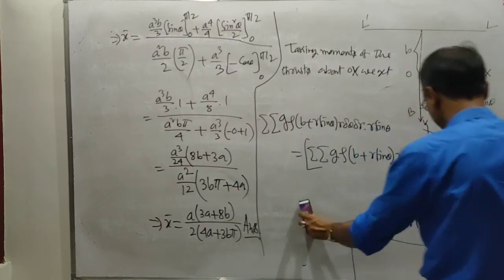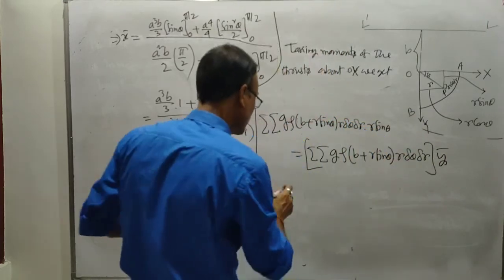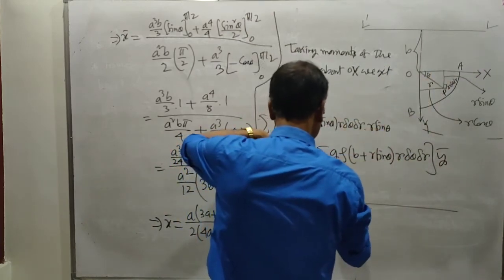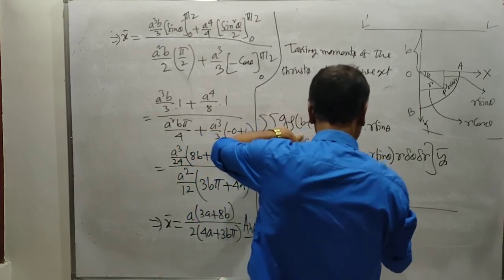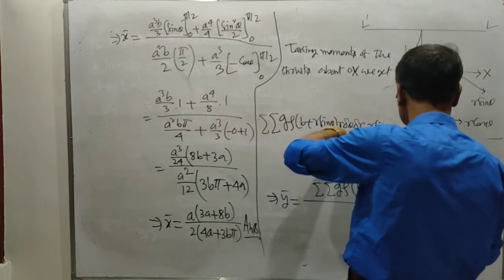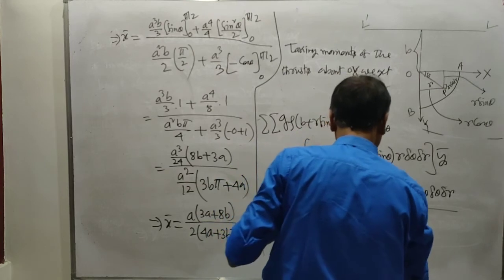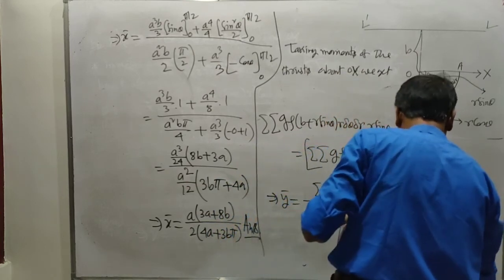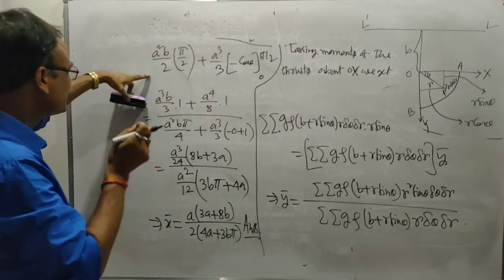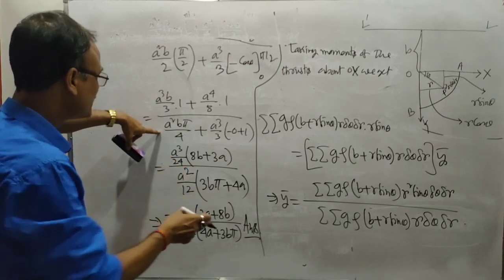The moment of the resultant is 0 B plus R sin theta into R delta theta delta R into Y bar. Right? Now Y bar equal to double summation 0 B plus R sin theta, R square sin theta delta theta delta R, divided by this double summation 0 B plus R sin theta, R delta theta delta R. Y bar equal to this. Any mistake? A square B by the 4.